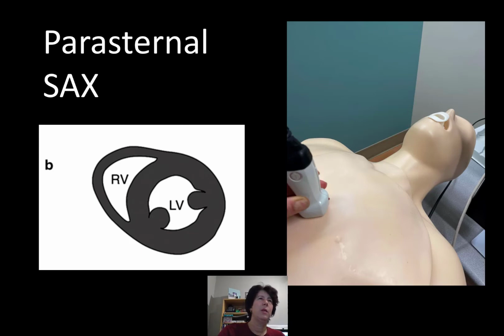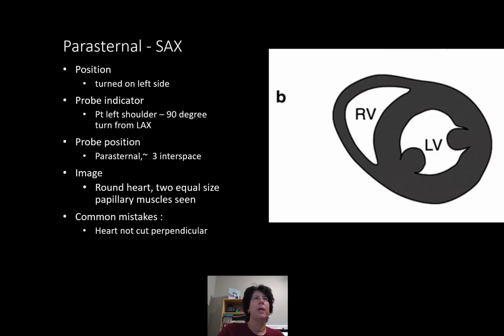You want to see this really nice round left ventricle with your two papillary muscles being equal size. This is to make sure that you're cutting perpendicular through the chest. So, a summary then: your patient will still be on their left side. You will be pointing the indicator to the patient's left shoulder, so 90 degrees from the long axis. Your probe position will be parasternal in the third interspace, like it was.